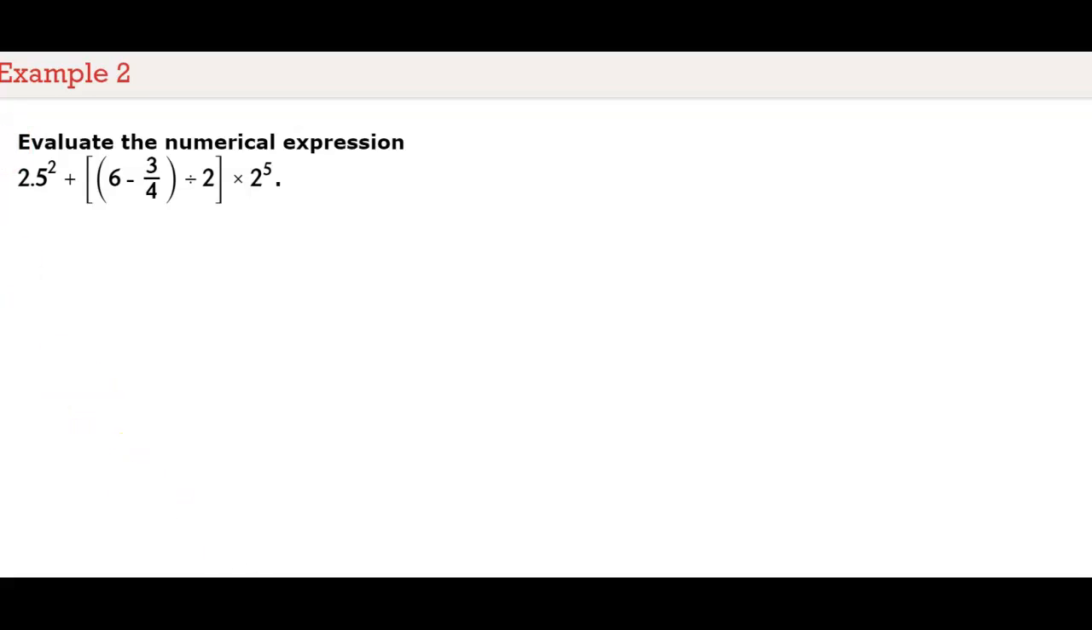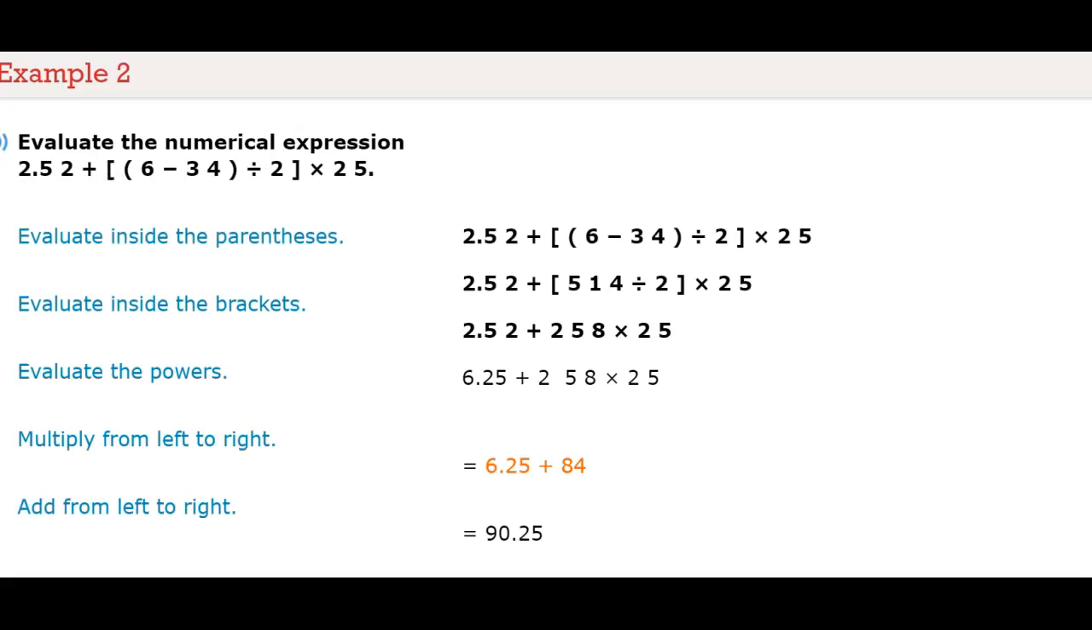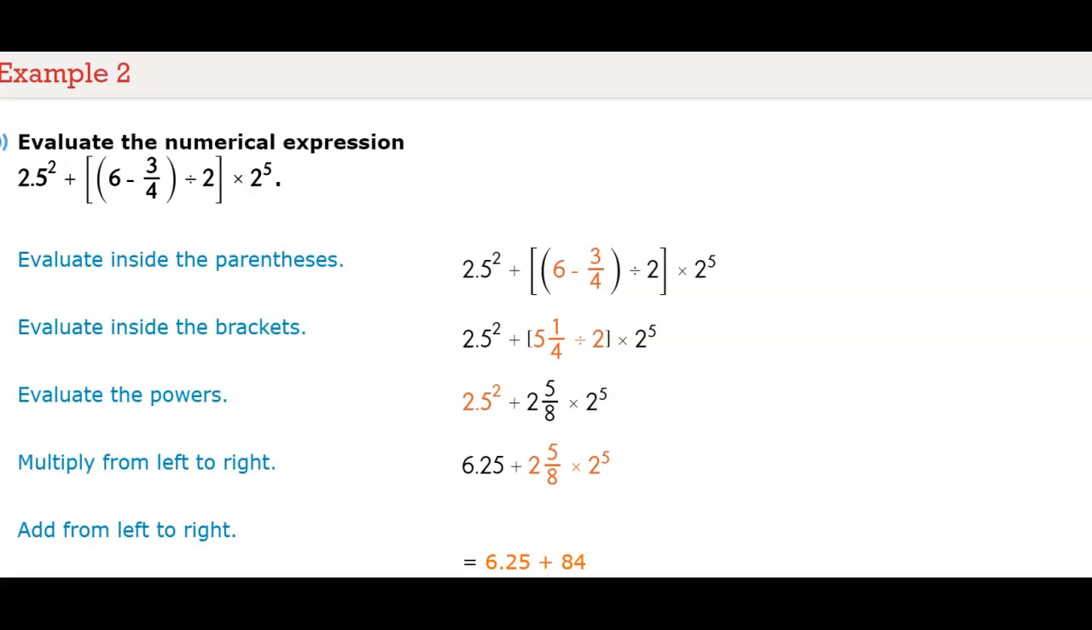Evaluate the numerical expression 2 5/10 squared plus the quantity 6 minus 3/4 divided by 2 times 2 to the 5th power. We're going to evaluate inside the parentheses. So 6 minus 3/4 is first. And so that equals 5 1/4. And then they brought down the dividing by 2. In the brackets, we solve that. We get 2 5/8.